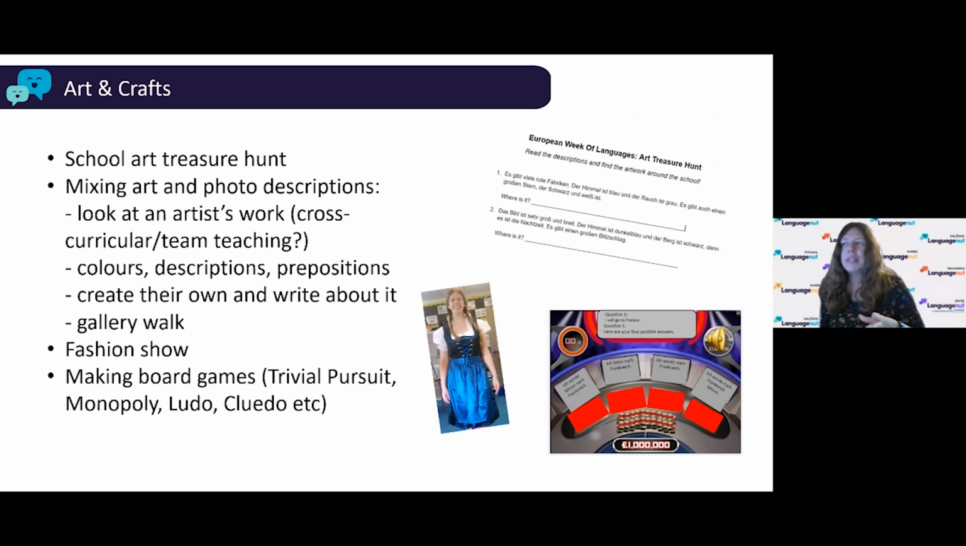And also, again, mixing art and photo descriptions, one series of lessons that we used to do, we would look at an artist's work. That might be Klimt in German, for example, or Monet in French. This is something you could actually do with team teaching with an art teacher, if you've got some colleagues who are up for doing something together. They might actually be painting some things in that style. We would look at the colours, we would look at descriptions, prepositions, all that stuff, which is really useful for the photo description tasks if your exam board has those.